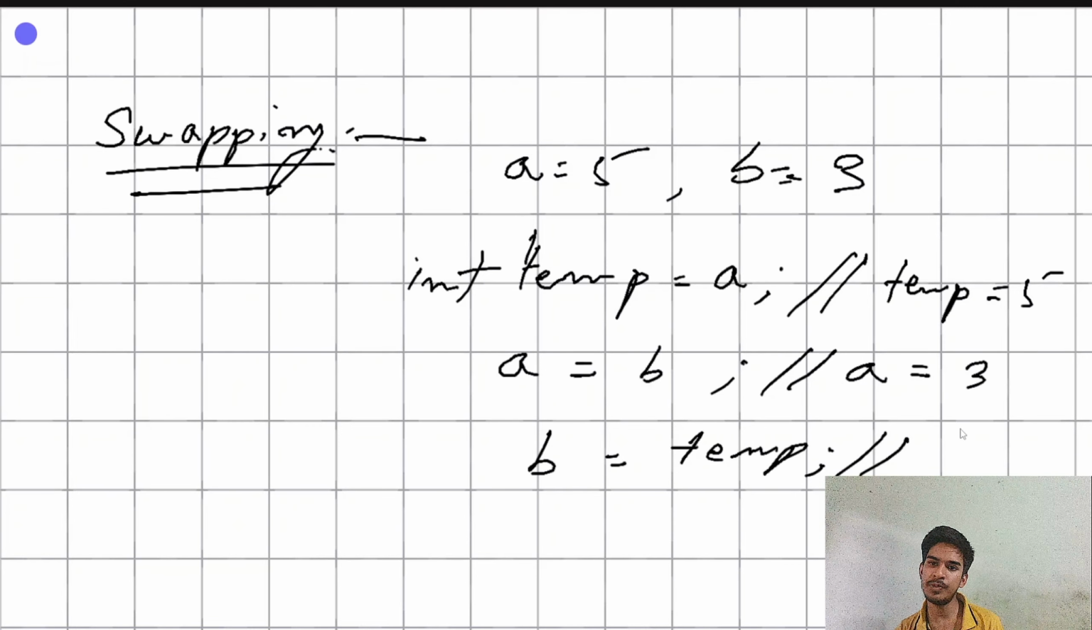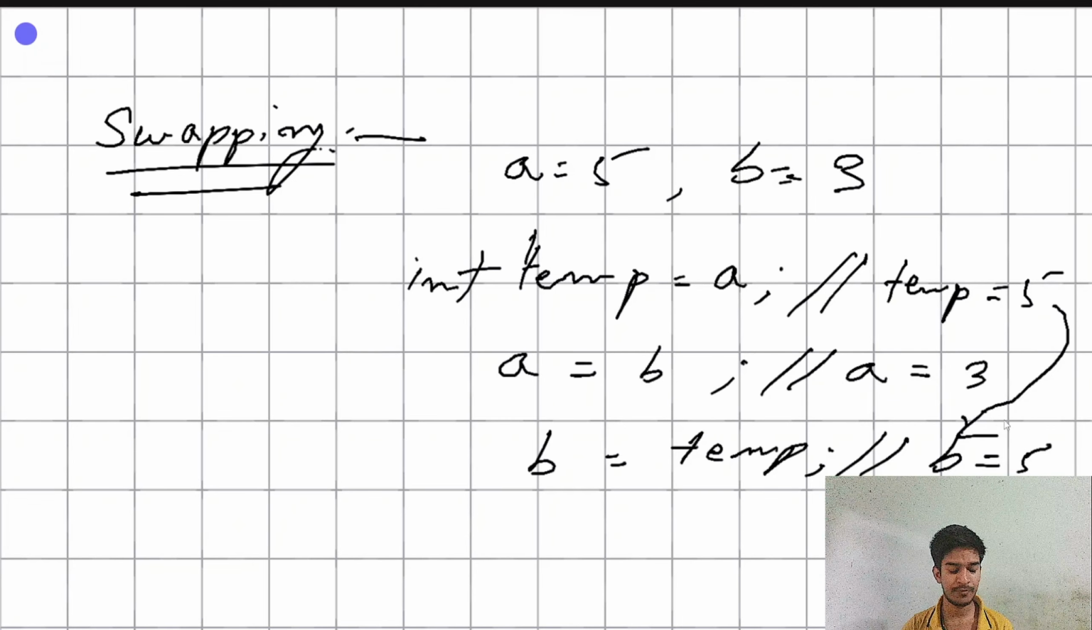That means now b is equal to 5. Here we are assigning it, so it is 5. That means in the first case a is equal to 5, and after the computation a is equal to 3, and in the first case b is equal to 3, and after the computation b is equal to 5. That means the values of a and b are swapped.